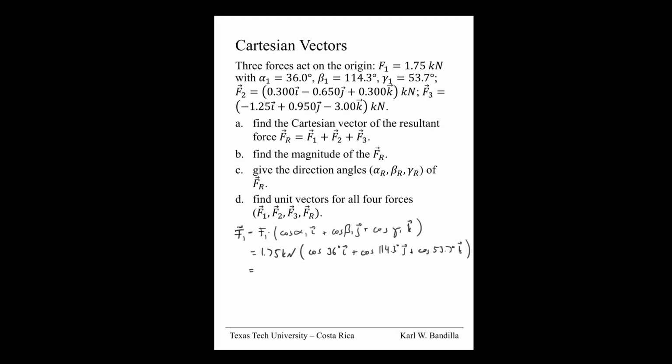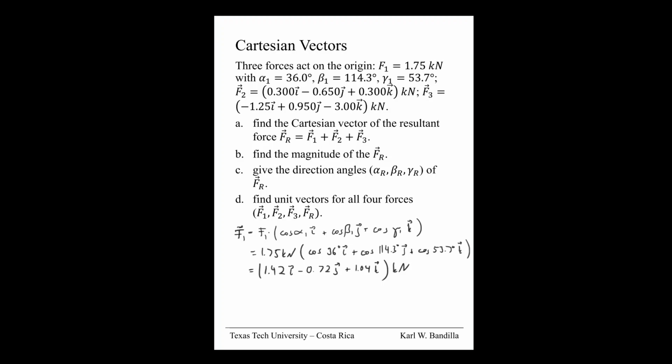All right, so we can figure out what those cosines are and multiply them by 1.75 kilonewton, and then we get the following vector: 1.42 in the i direction minus 0.72 in the j direction and plus 1.04 in the k direction. Because it's a force, it's all in kilonewton. So that would be our F1.